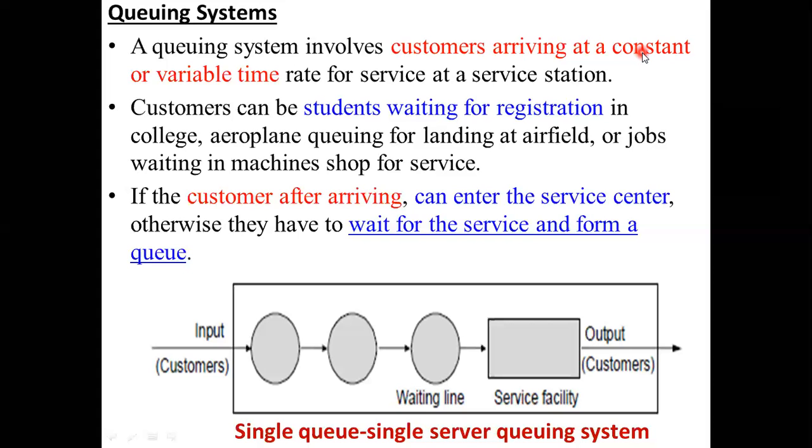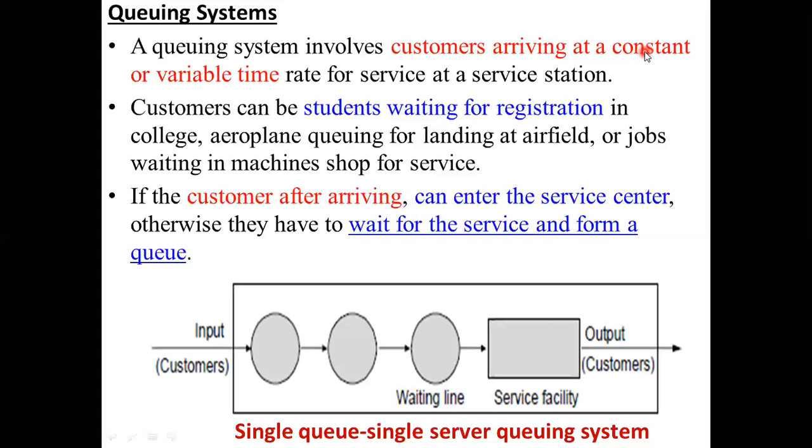And if the data arrives at different time intervals, for example some data arrives at 2 seconds, some at 5 seconds, some at 3, some at 1, we say that the data are arriving at a variable time rate for service at service stations. Queue systems have many applications.